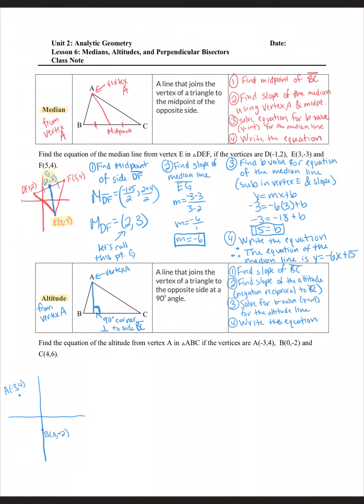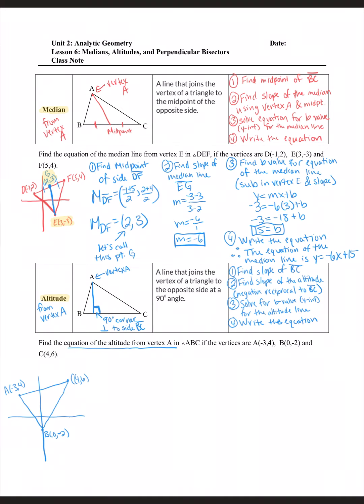That's a negative. And then C is at 4 and 6, somewhere up here. Okay, so we'll just draw a rough triangle here. It doesn't have to be perfect. Okay, it says find the equation. So we're finding the equation of the altitude from vertex A.